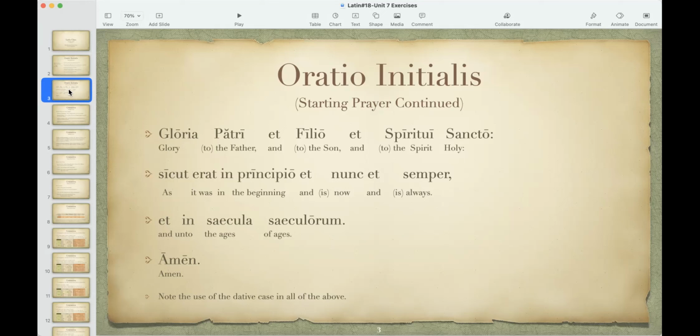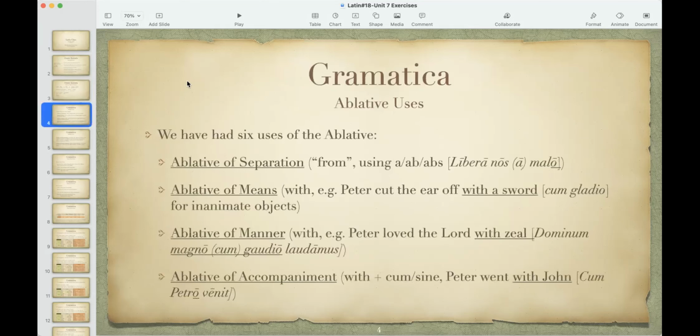Amen. All right. Actually, we're going to do a quick review of the ablative first, just to dust off the cobwebs. We had 6 uses of the ablative so far. Don't worry, we're going to get more later on. But we had the ablative of separation, meaning from, usually using a or ab, although it doesn't have to, the a or ab doesn't have to be in there.